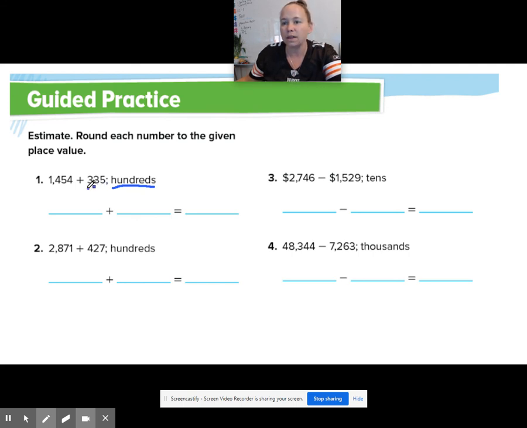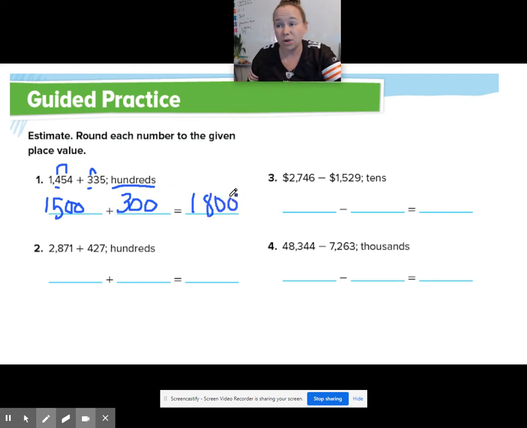All right. The hundreds and the hundreds. I look to the right. It's a little number, so the 3 will stay. I don't know why I'm doing that addend first. I just did. It doesn't matter. I look to the right of the 4. It's a 5, so that's going to make the 4 go up. So it's 1,500 plus 300 is 1,800. Okay. You get the idea. We're not going to do the other 3 because we already did them together.